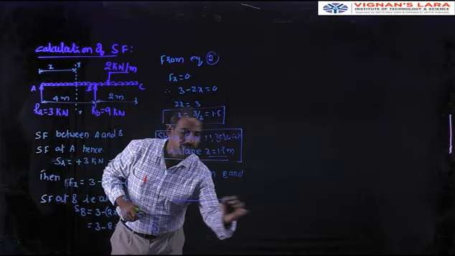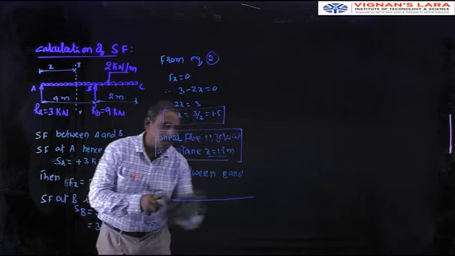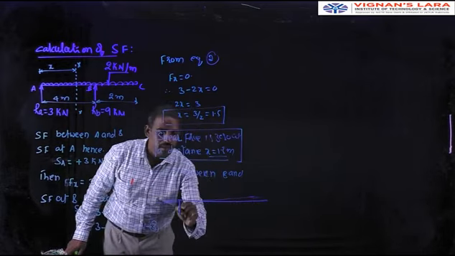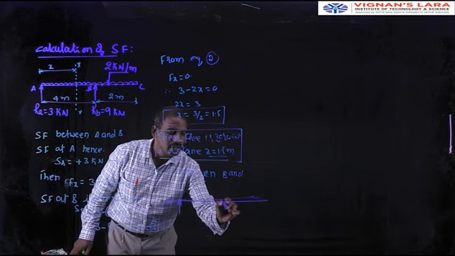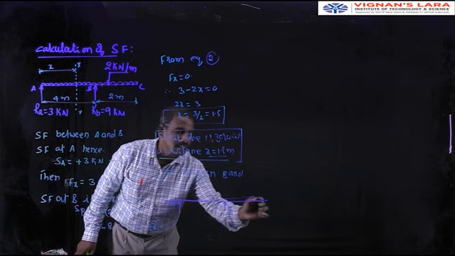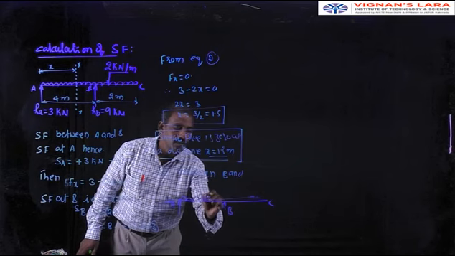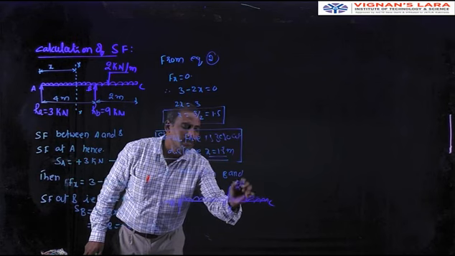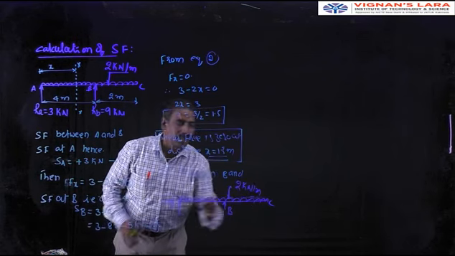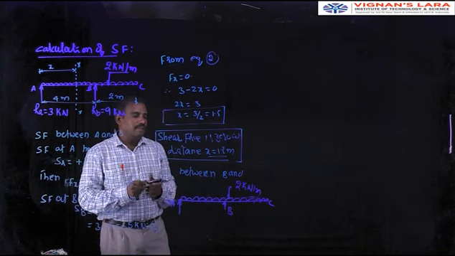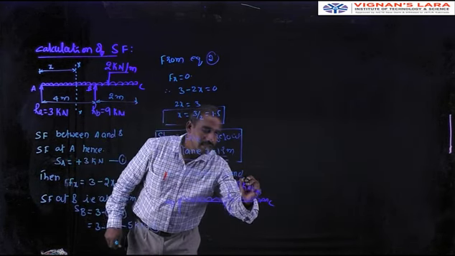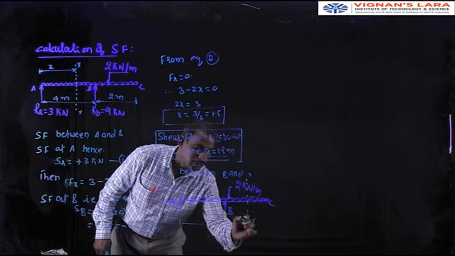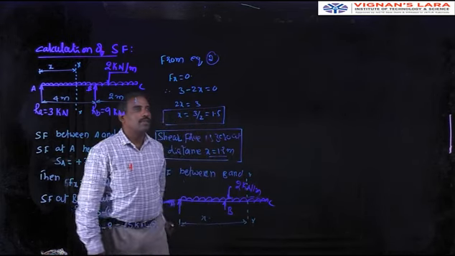Say this is the beam, this is the overhanging beam. This is the end A, this is B and C. The load is distributed uniformly throughout the entire length at the rate of 2 kilonewtons per meter. Here I would like to take the section at a distance x from A. This is very important. This is the x.